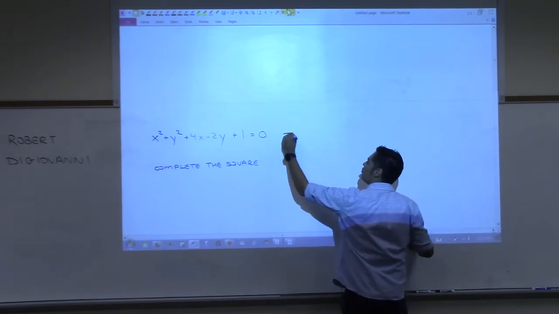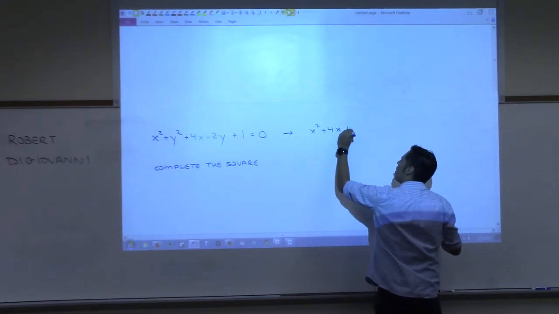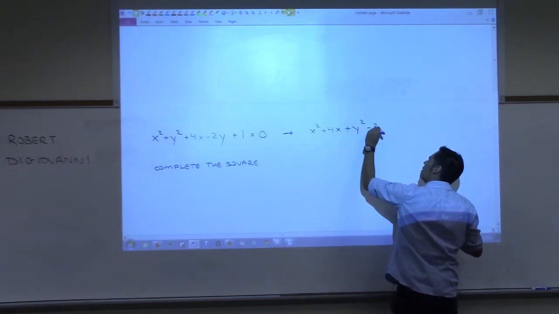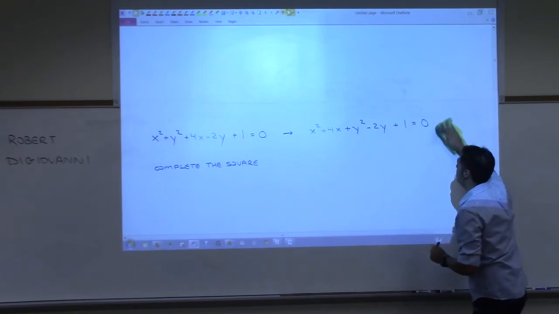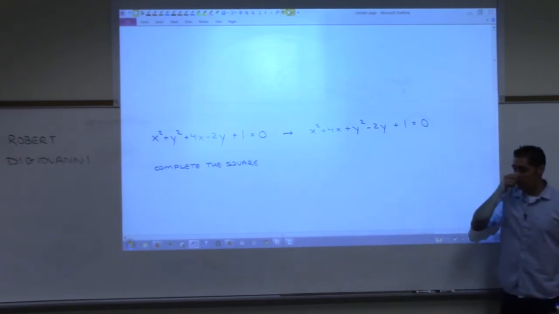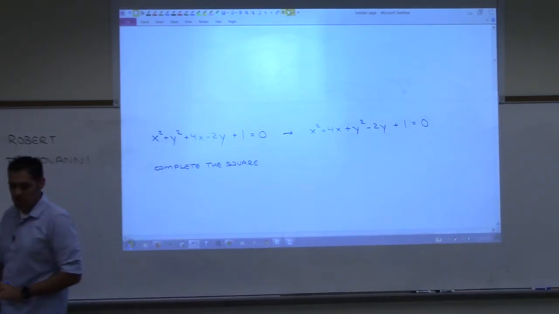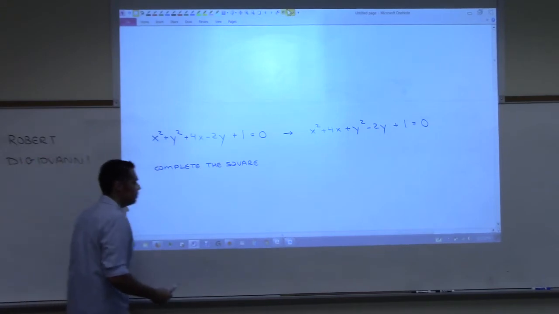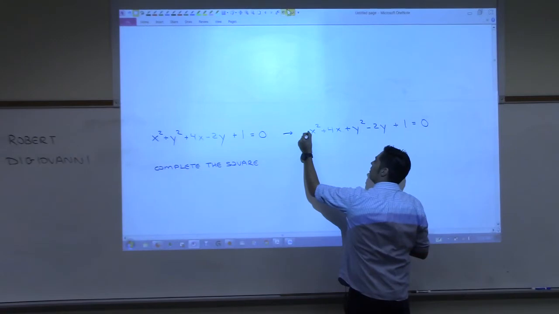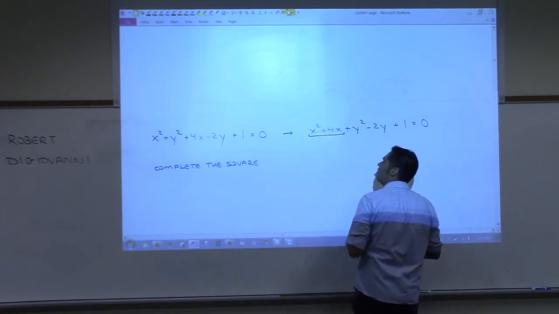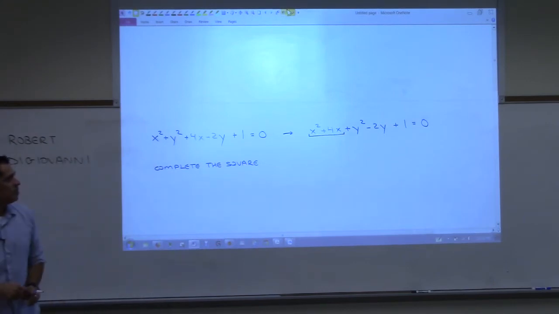First thing I'm going to do is reorder things. I'm going to put all the x terms next to one another, and then all the y terms next to one another, and then I'm just going to leave the plus 1 here and leave it equal to 0. So all I've done is rearrange the equation. Now I'm going to ask the question: if we are to complete the square, I will focus my attention on just the x stuff right now. Does anyone feel comfortable sharing with me what they would do?